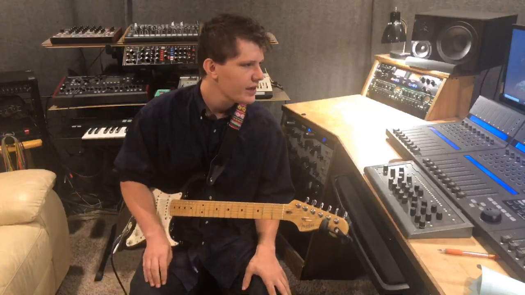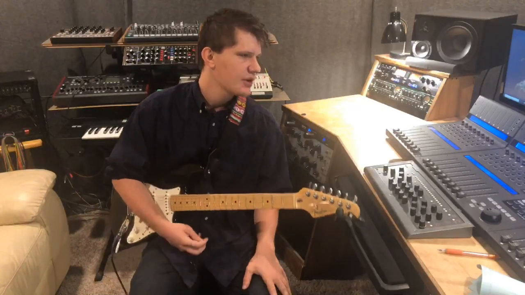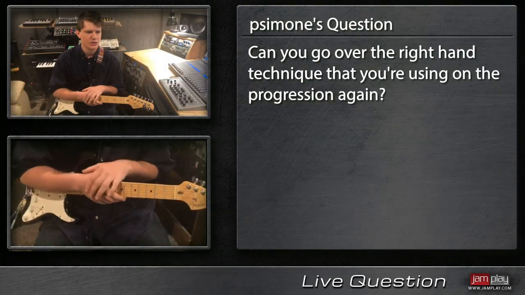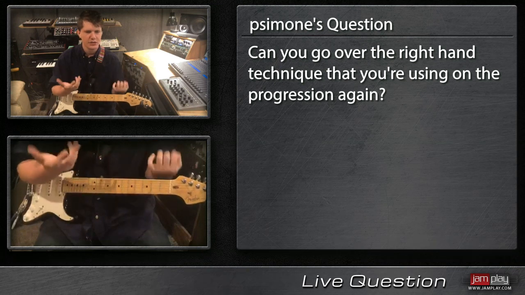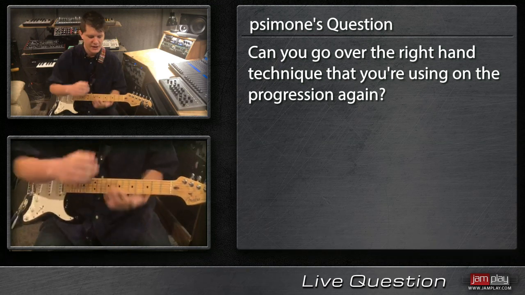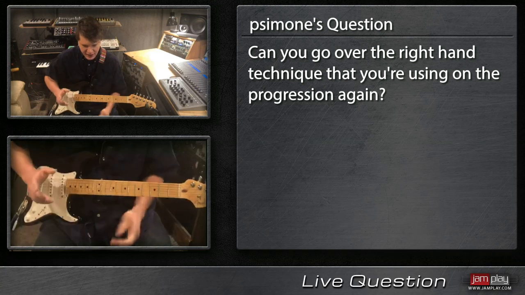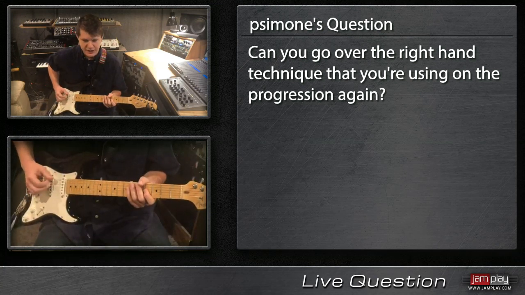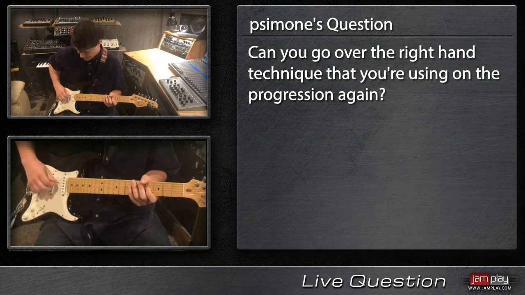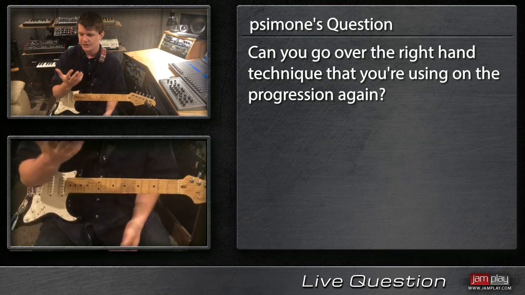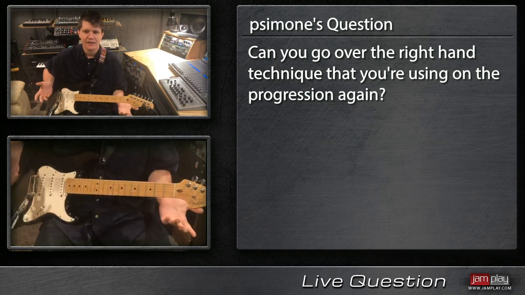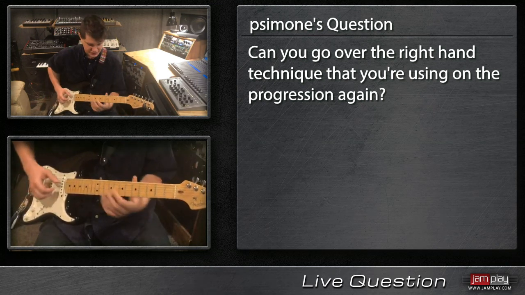Can you go over the right hand technique that you're using on the progression again? Sure. So I vary it up a little bit every once in a while. I want to go over the general idea of how I approach my hand technique on this. As I talked about with a lot of these chords, it involved playing the E string, skipping the A string, and then playing the D, G, and B string. So generally, I think about it with these 4 fingers, and I'm basically just assigning a finger to a different string set here.